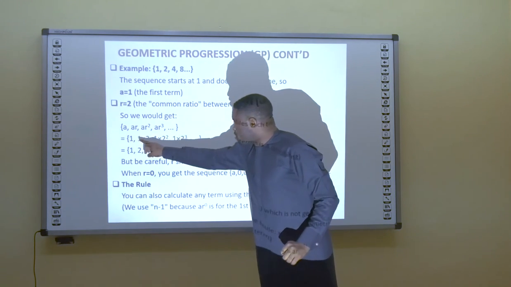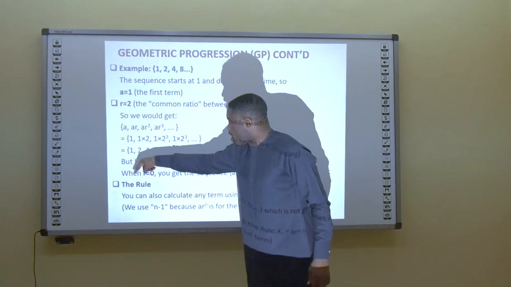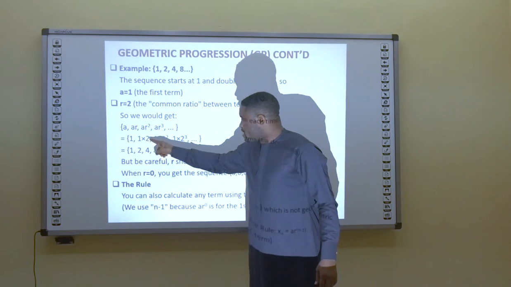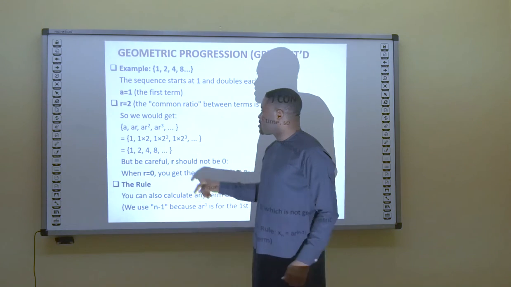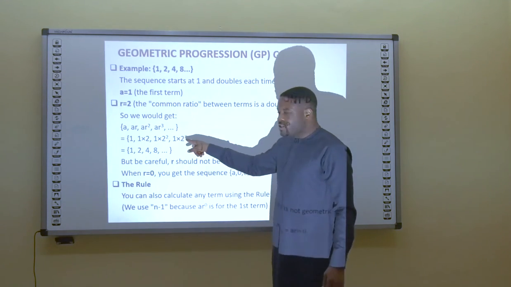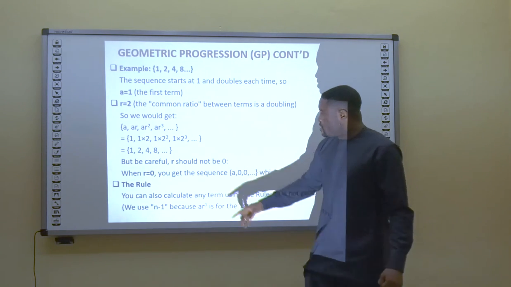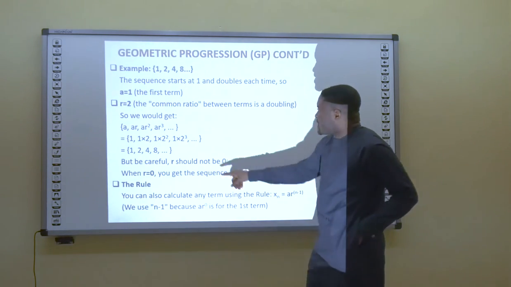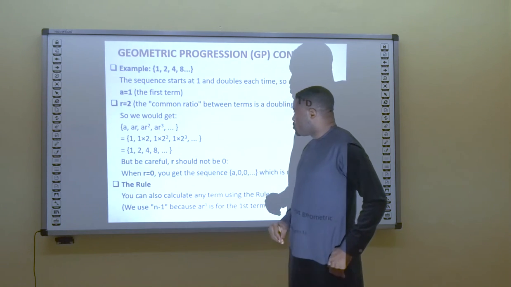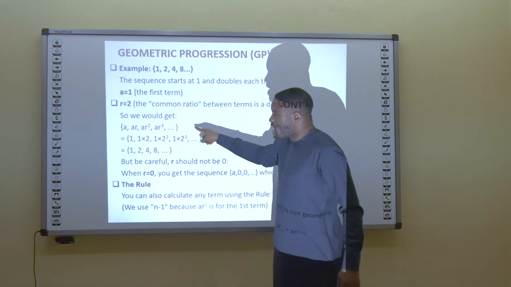Now when you break this down, you see that we have 1, and we have 1 times 2, which is 2. We have 1 times 2 raised to the power 2, which now becomes 1 times 4, which is 4. And 2 raised to the power 3 means you multiply 2 by itself 3 times to give you 8. So that's how you come to this sequence by applying the formula.